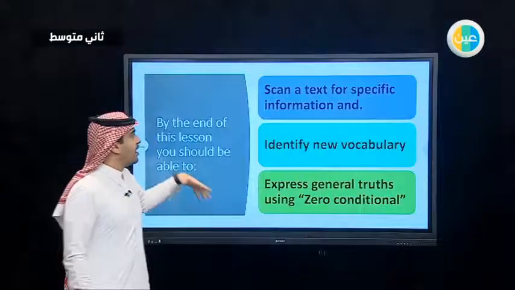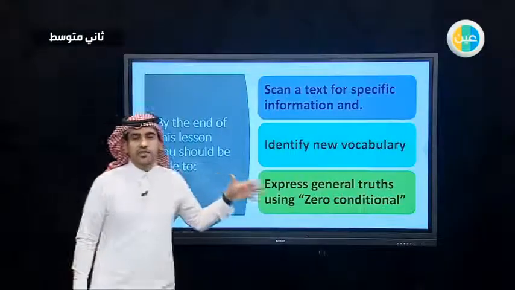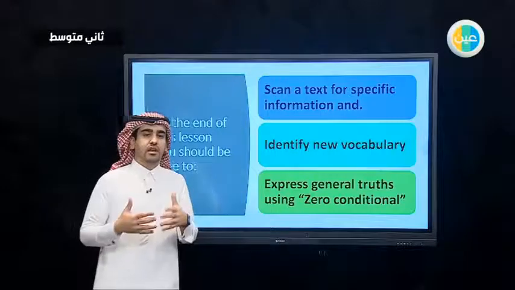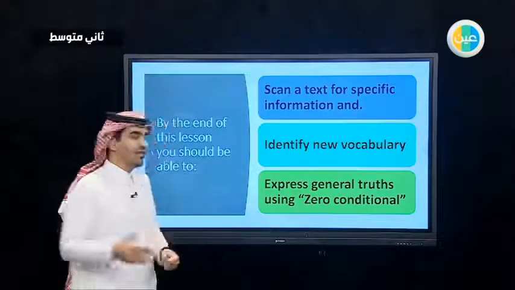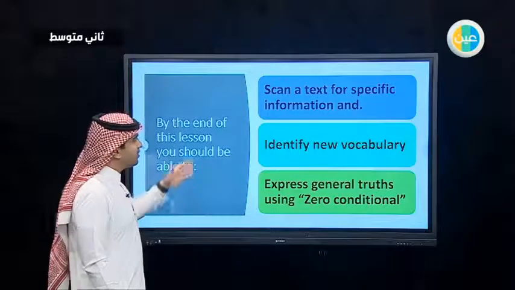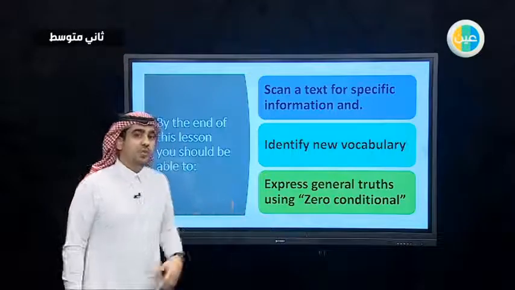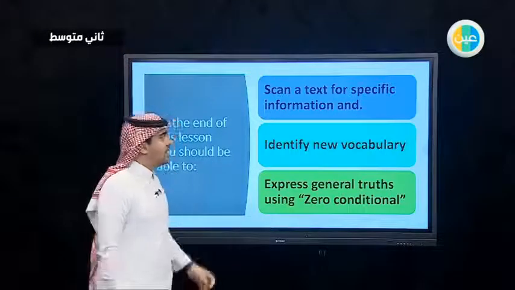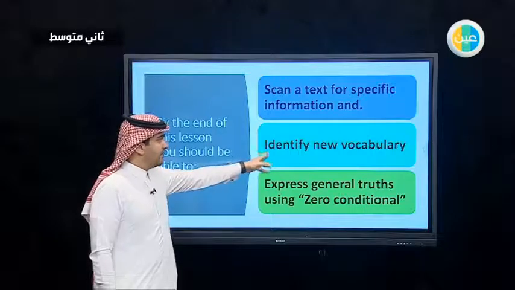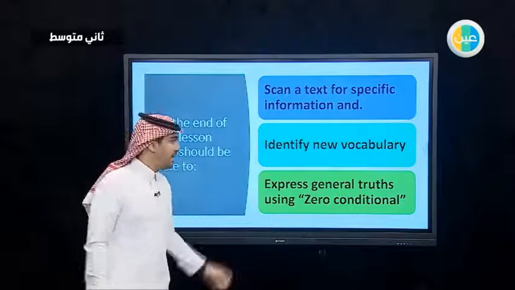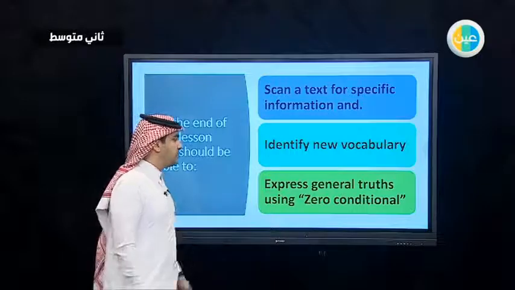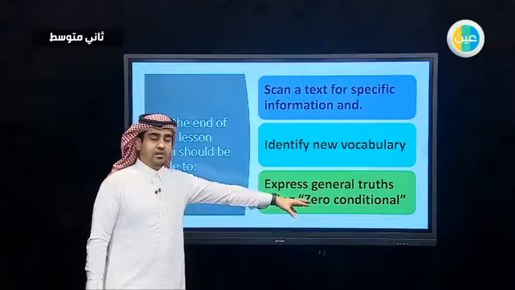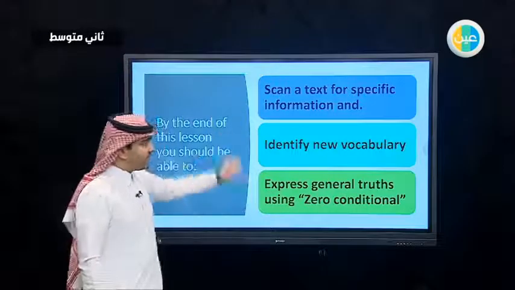On top of that, I will tell you some of the things that you are expected to be learning by the end of this lesson. One of them is by the end of this lesson you will be able to scan a text for specific information and identify new vocabulary and also express general truth using zero conditional. Okay, so we have three objectives.